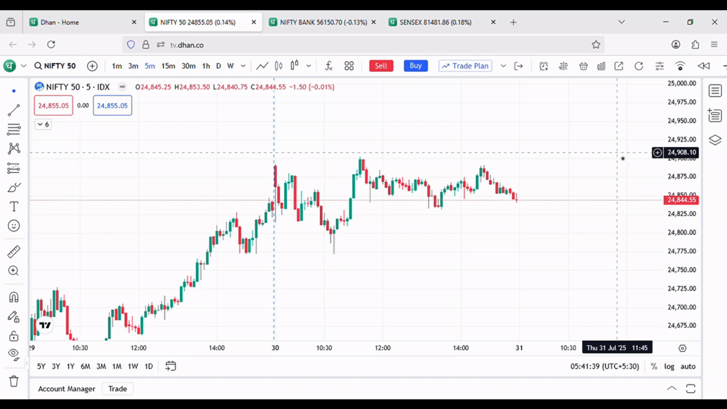Here we will give the pre-market and post-market analysis and a weekly strategy. Now let's see the important support and resistance levels of Nifty.